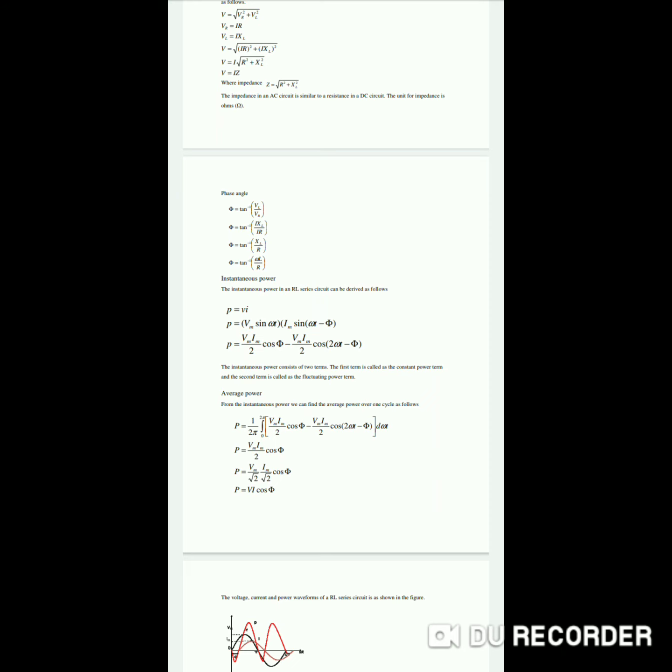Now draw the waveform according to the equations. First, V remains the same, that is Vm sin omega t, starting from the origin, but you have to draw the current lagging, shifted relative to the voltage, and the power is going to flow through the positive as well as the negative.